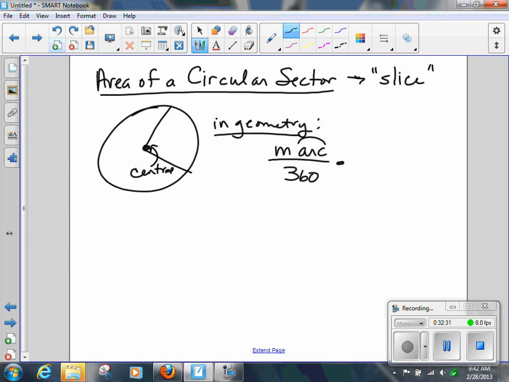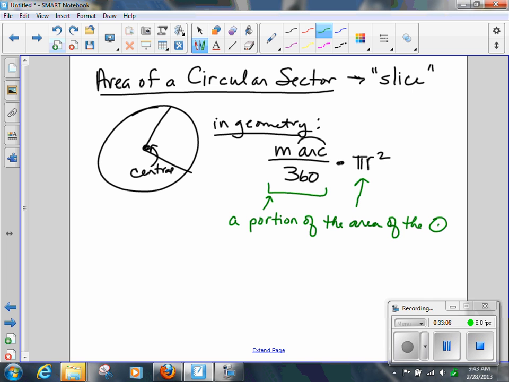Where does pi r squared come from? Again, measure of the arc divided by 360 represents a portion of, what's pi r squared, y'all? It's a portion of the what? Nope. Circumference is 2 pi r. What is pi r squared? Come on. The area of the circle. It's a portion of the area of the circle. Okay? Very good.